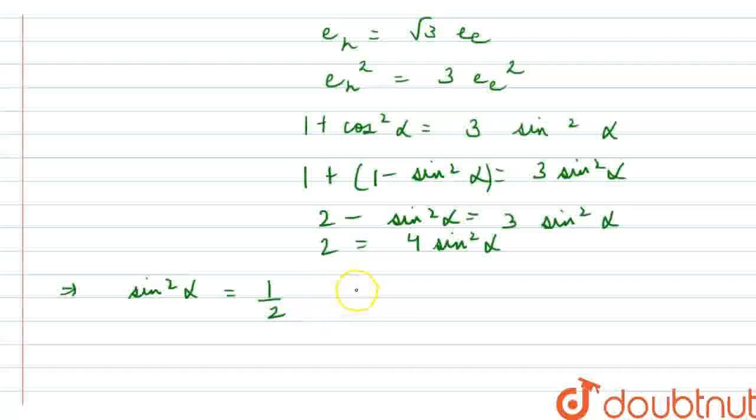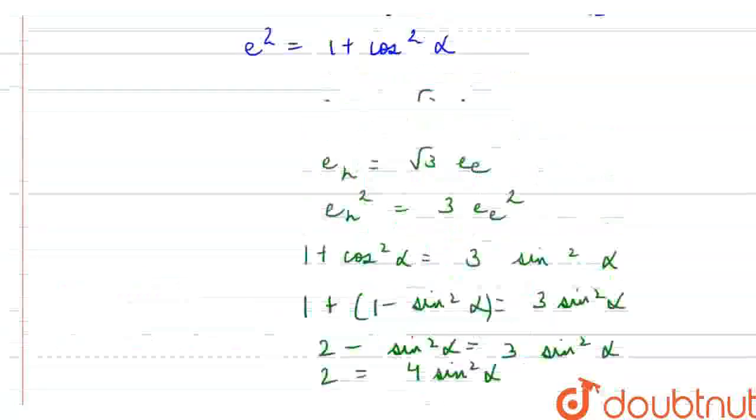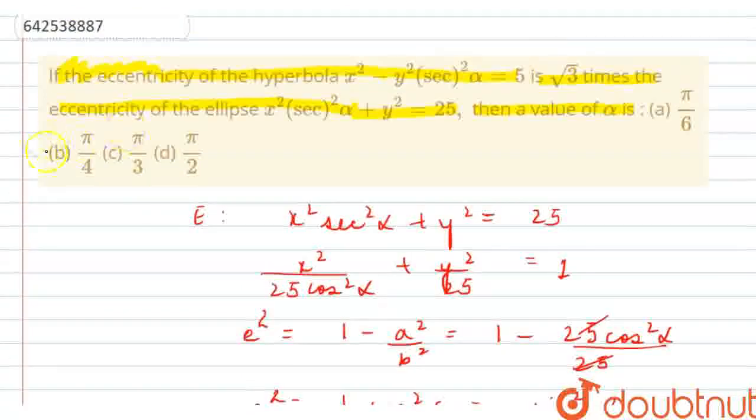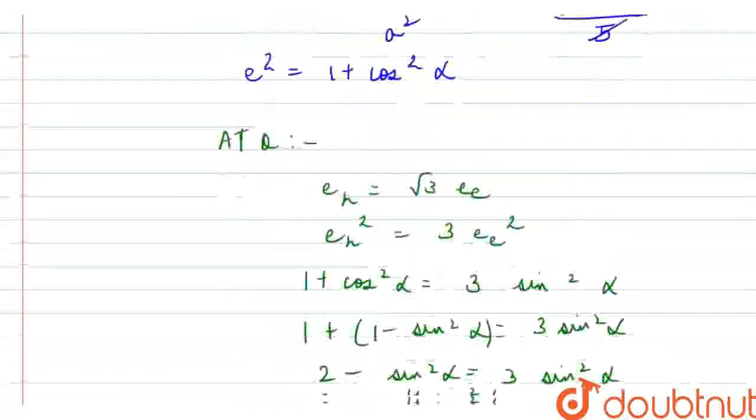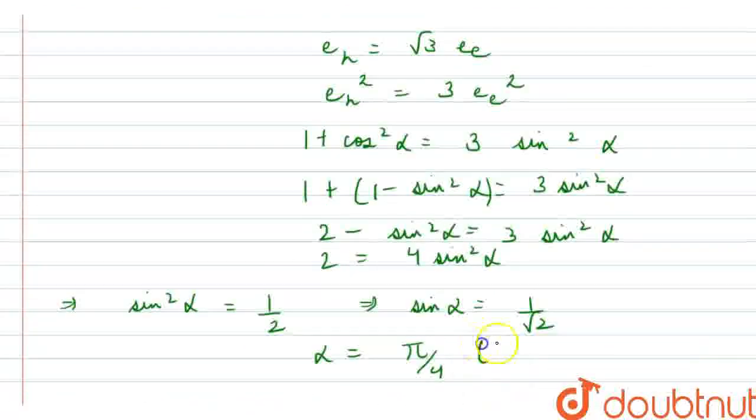So it implies that sin of alpha is equal to 1 upon root 2, and this is only true if alpha is equal to pi by 4. So alpha is equal to pi by 4. Let's see which of the following option is the correct option. So pi by 4, option B is the correct option. So I hope it is clear.